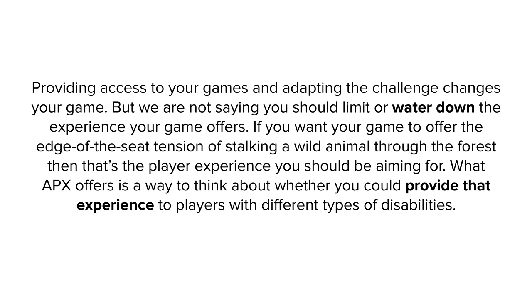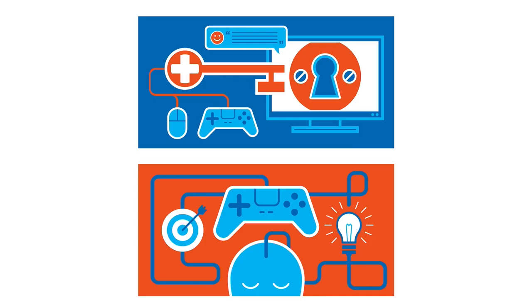What APX, which is this framework that Able Gamers have developed to help developers make their games accessible, offers is a way to think about whether you can provide that same experience to players with different types of disabilities. And they do this through a couple of different things. Again, I'll post this on stream, and you guys should take a look. There are several accessibility and game development challenges that they pose in order to help you think about your audience and broaden that audience to people who might be differently abled.